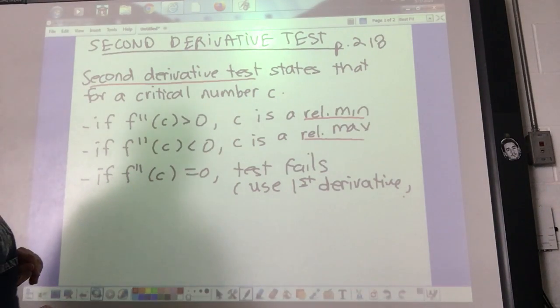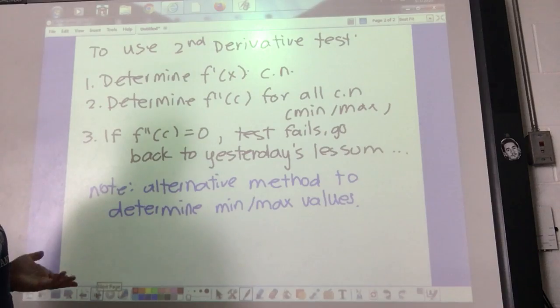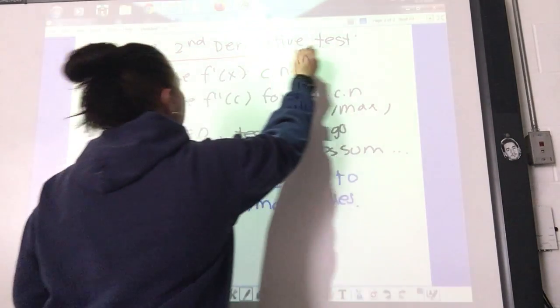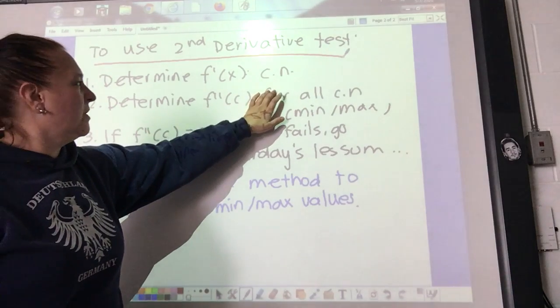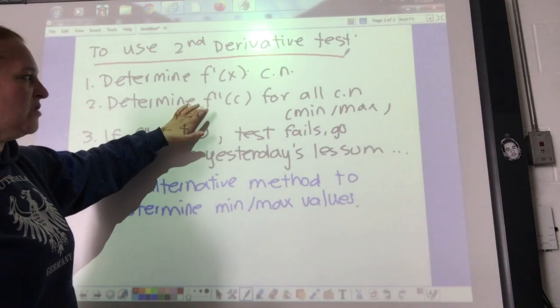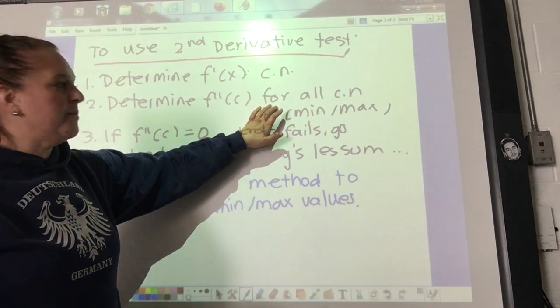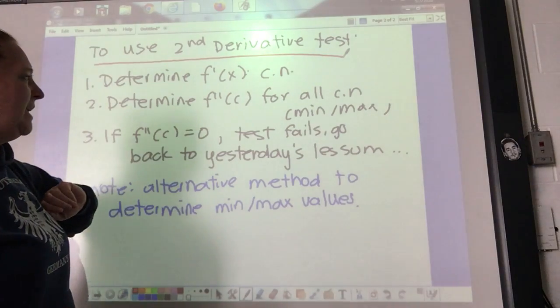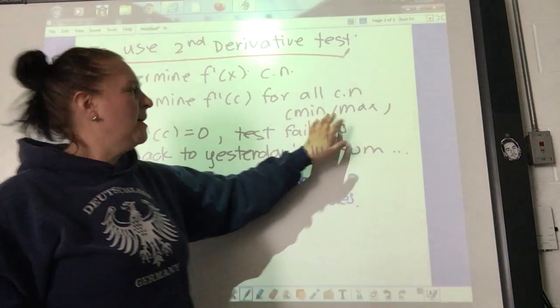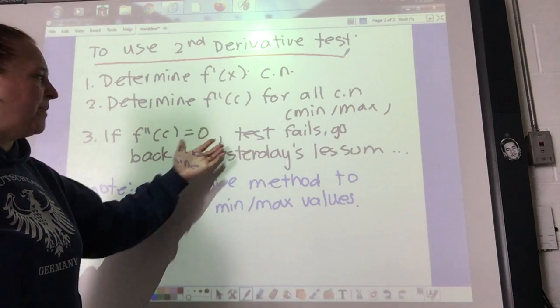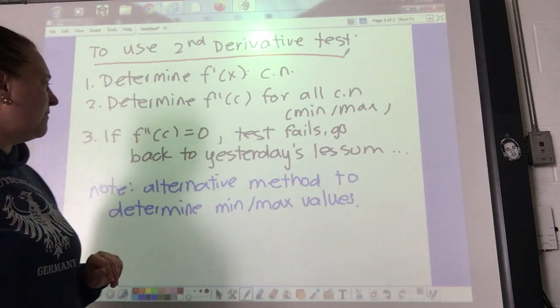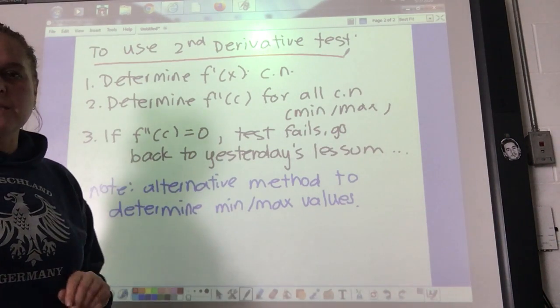So just to state that again on the next screen, how would we use the second derivative test? First you'd have to use the first derivative to get the critical numbers, then you get the second derivative for all the critical numbers, and then from that you would determine where you have a min or max. But again, the problem is, what if the second derivative is equal to 0? Well, the test fails and it gives us no information, and we have to go back and do yesterday's lesson.